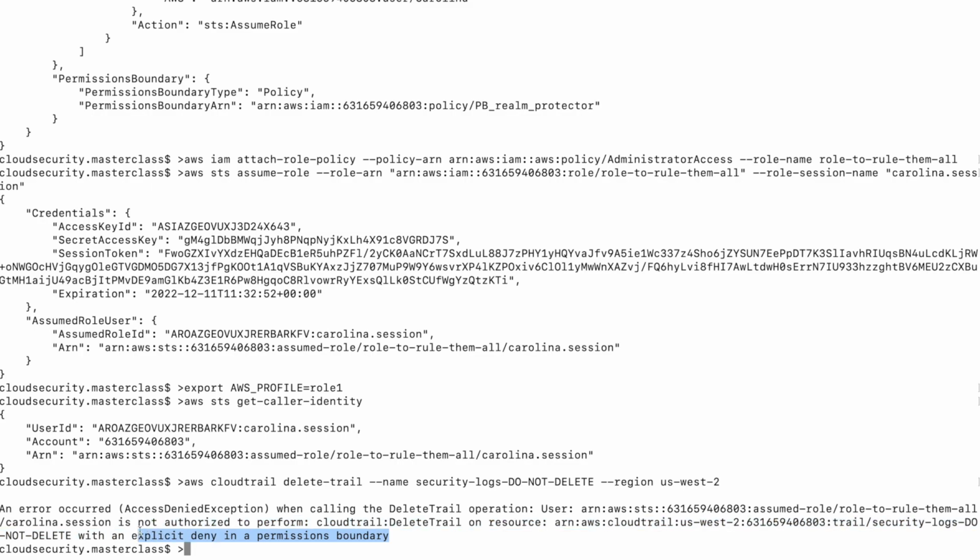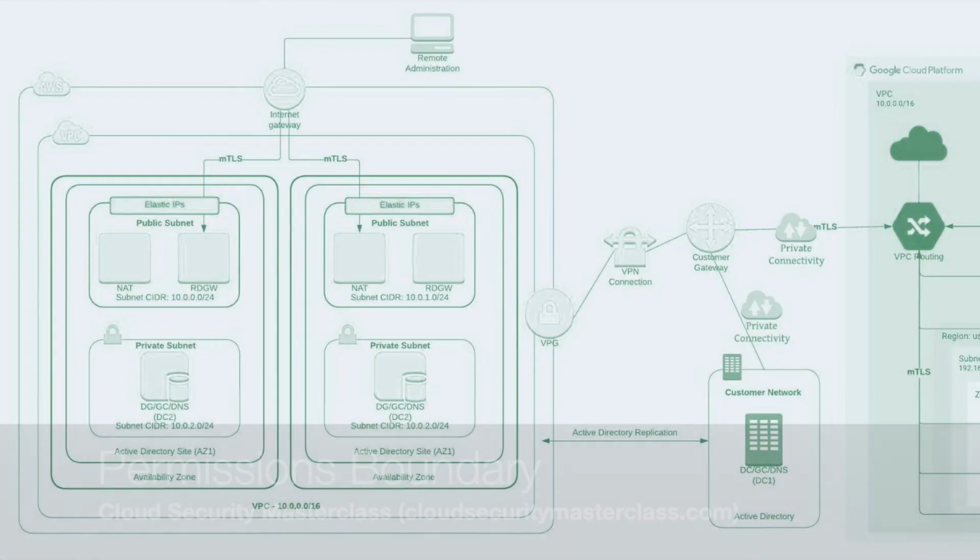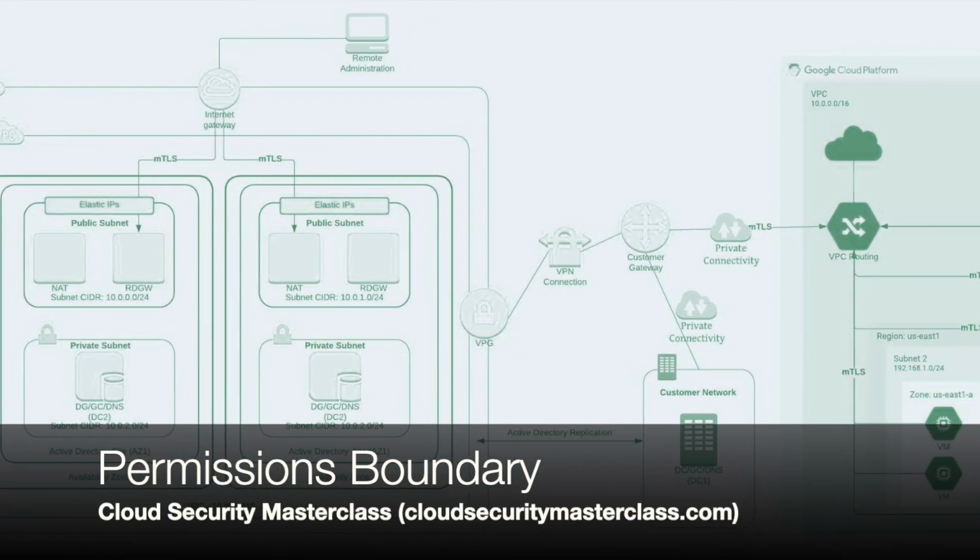And that's that. So using permissions boundary, our administrator Leo is able to give flexibility to developers to create their own roles, but still prevent them from performing sensitive activities like deletion of CloudTrail. So this is it for the lab walkthrough.